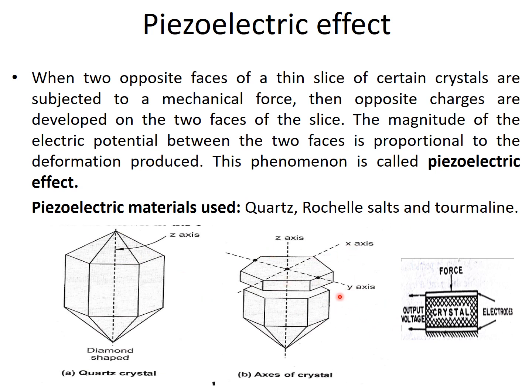The axis passing through corners, you can see two corners, this is one corner, this is another corner, is called the X axis, and the other name of the X axis is the electrical axis. And if the axis is passing through the midpoints of the opposite sides, then the axis is called the mechanical axis. So these are imaginary axes.